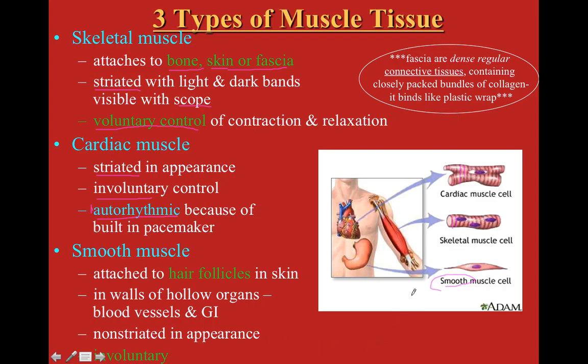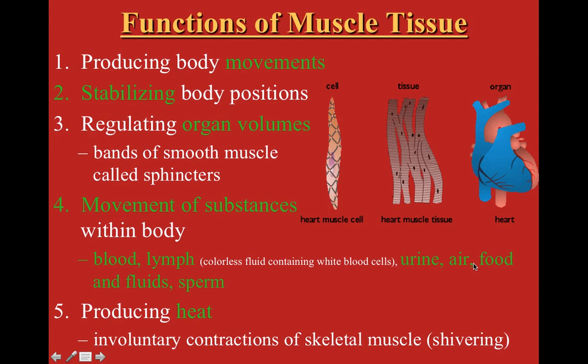If you recall, something else that was unique about skeletal muscle is it has many nuclei. It's multinucleated. Cardiac muscle has one, smooth muscle has one as well.